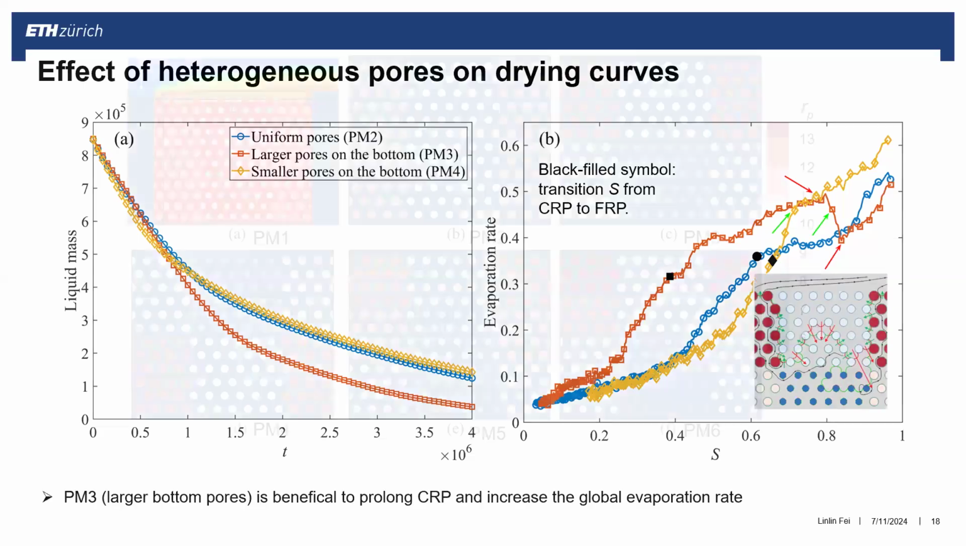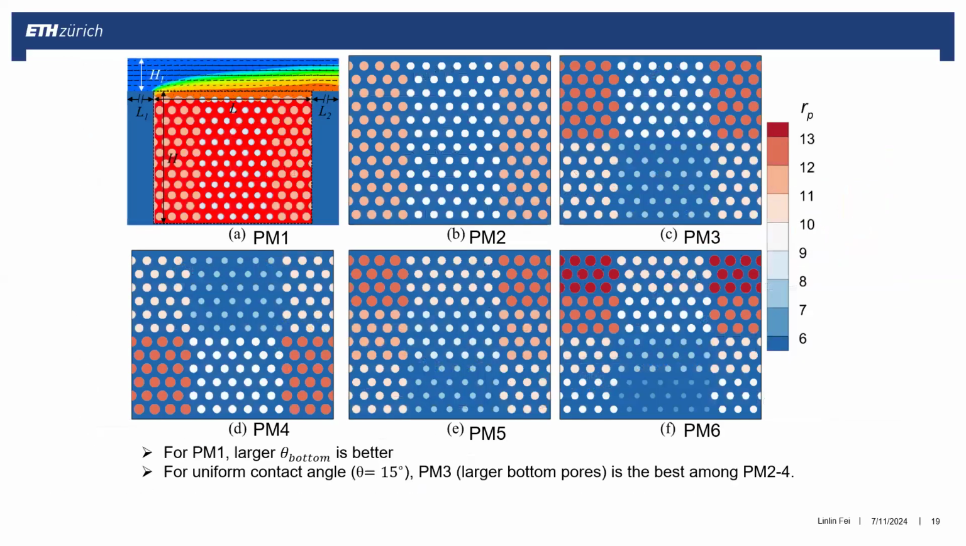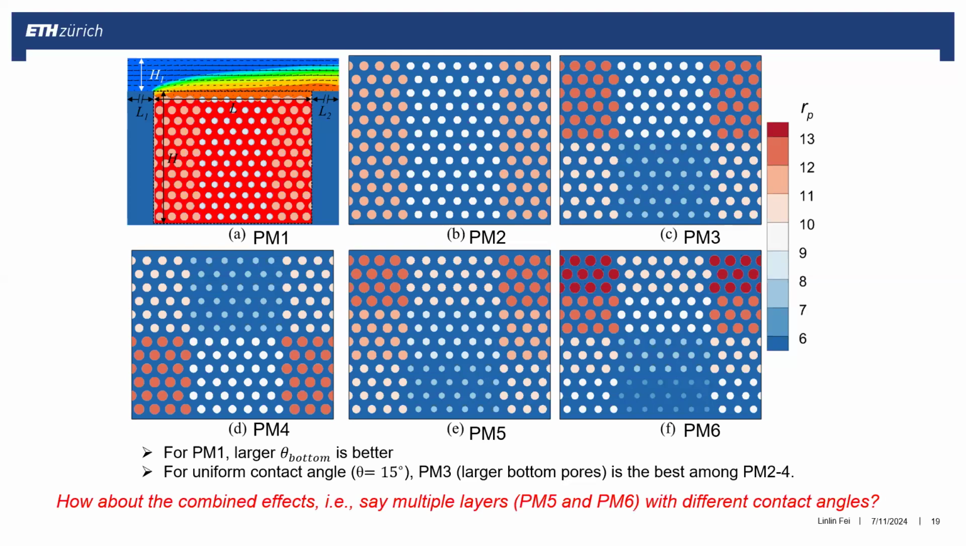So now we have considered two cases. The first case, we have porous medium 1, but we have different contact angles on the top and bottom. And then we consider three different porous media. We split the porous medium into two parts, and they have different pore size, but we use uniform contact angle. We found that if the contact angle on the bottom is larger or pore size in the bottom is larger, the drying is faster. So the question is, can we combine these two factors?